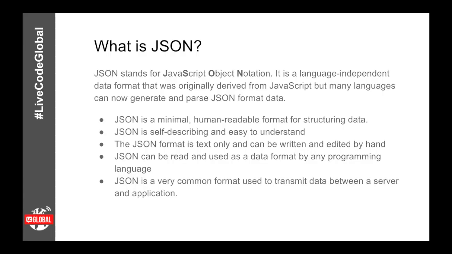So in this final beginners session, we will be looking at using JSON with LiveCode apps. JSON stands for JavaScript Object Notation. It's a language-independent data format that was originally derived from JavaScript, but most languages can now generate and parse JSON format data, including LiveCode. It's a minimal human readable format for structured data.